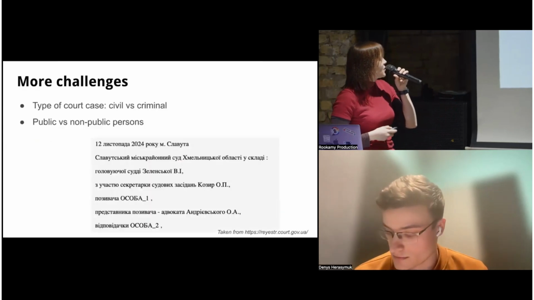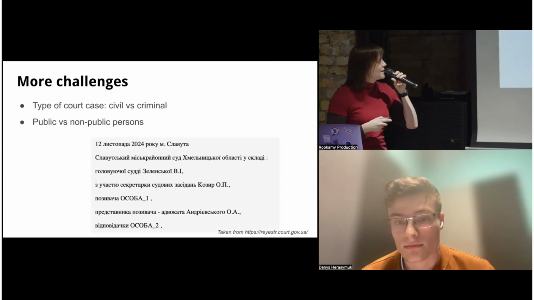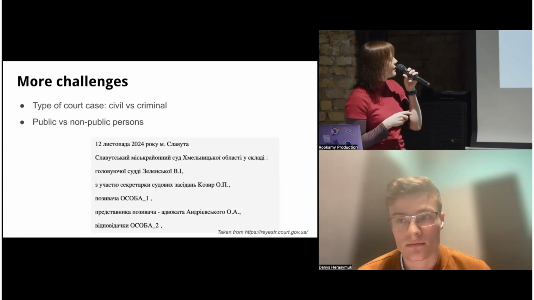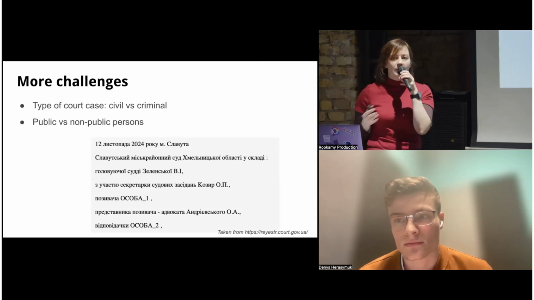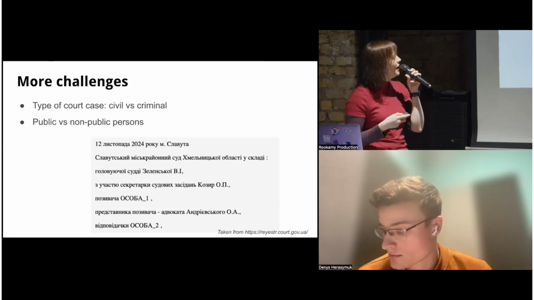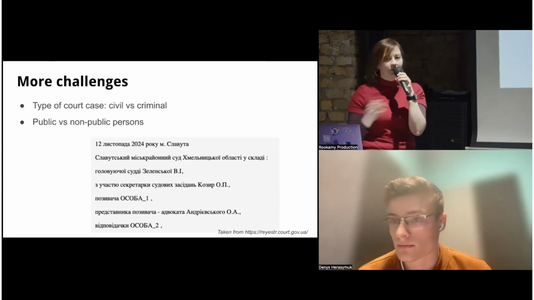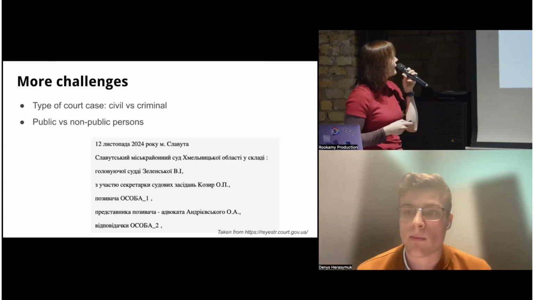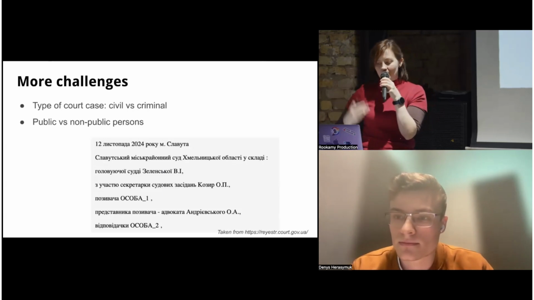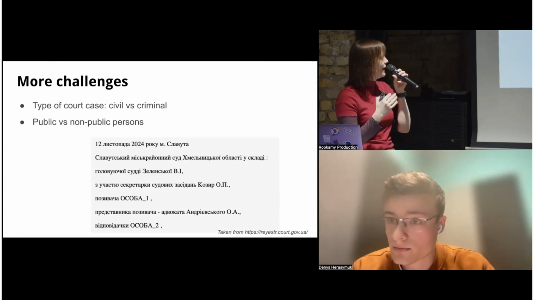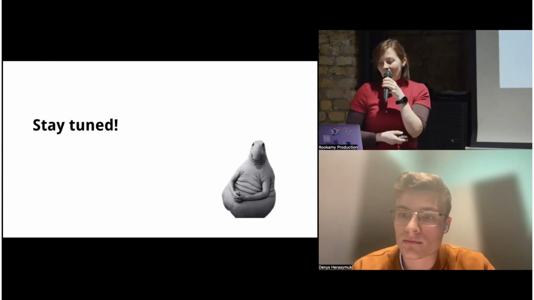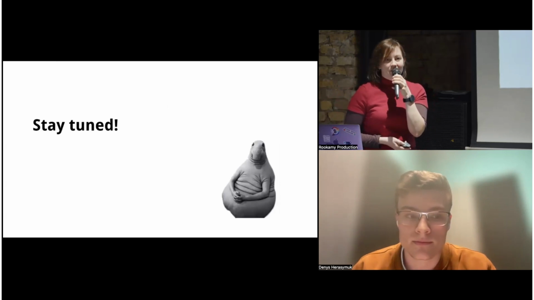And there are more challenges because depending on the type of court case, you may or may not need to anonymize everyone. Like in civil court cases, the names of the judges and the names of prosecutors are usually open. In criminal court cases, everything should be anonymized. Or there are public and not public persons mentioned in these court decisions, and you don't have to anonymize public persons there. So stay tuned for the results of this project.